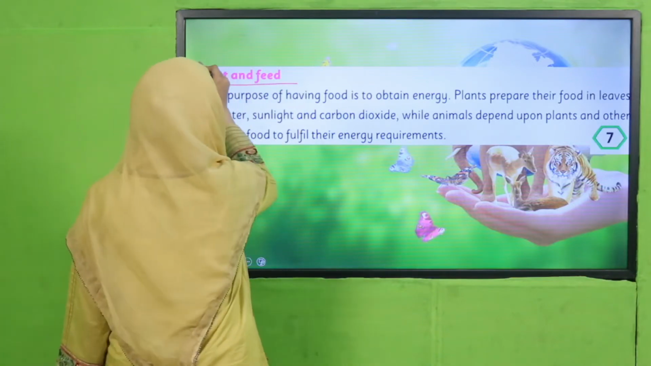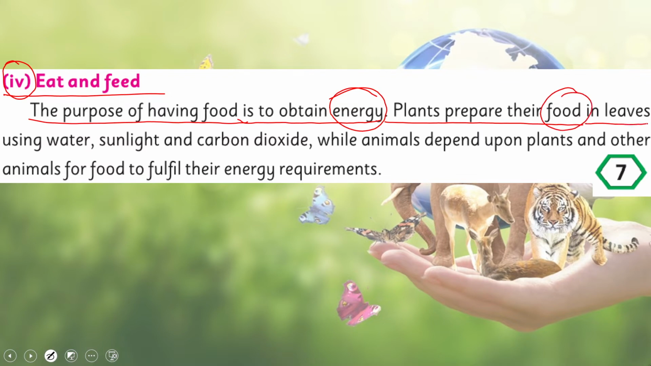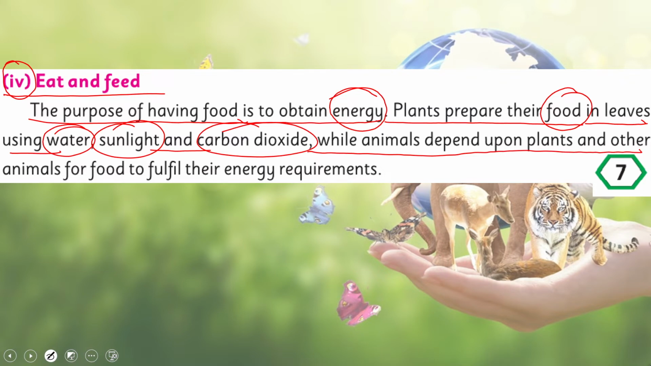Eat and feed. This is the 4th characteristic of plants and animals. The purpose of having food is to obtain energy. Plants prepare their food in leaves using water, sunlight, and carbon dioxide, while animals depend upon plants and other animals for food to fulfill their energy requirement.